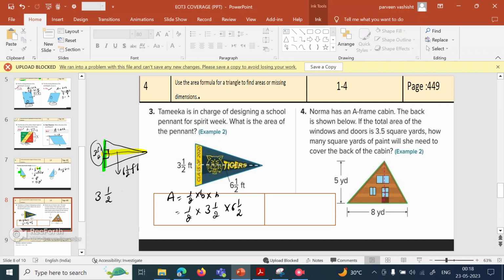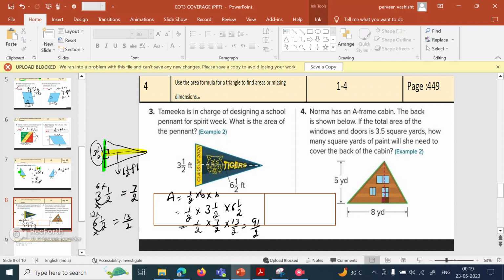Now there are two ways. You can convert 3 and 1 by 2 into an improper fraction. 2 multiplied by 3 will become 6, plus 1, so it will become 7 by 2. And 6 and 1 by 2: 2 multiplied by 6 is 12, plus 1, it will become 13 by 2. So my dear students, you should now do it yourself. Half multiplied by 7 by 2 multiplied by 13 by 2.